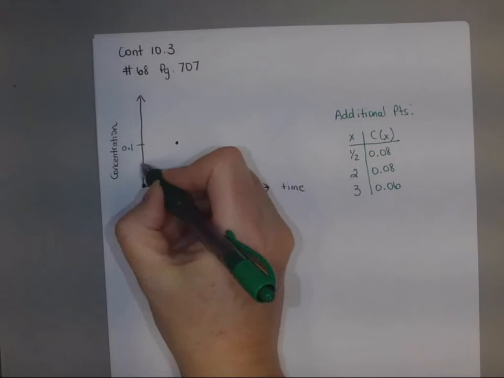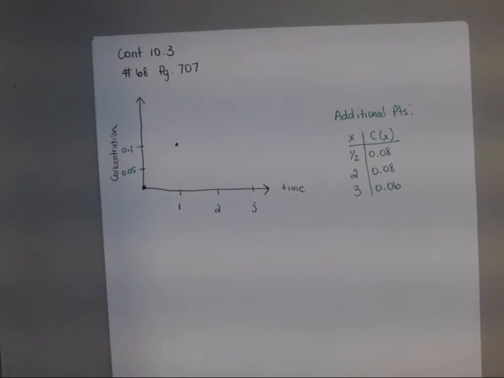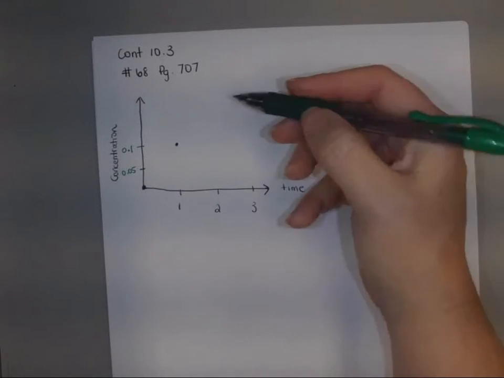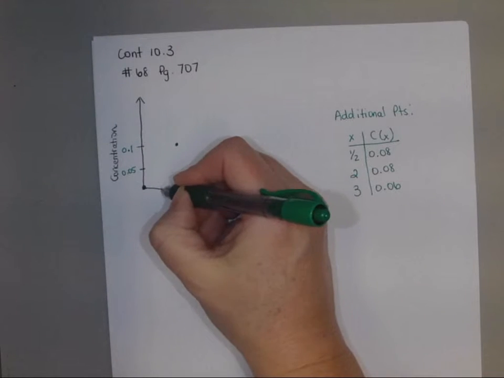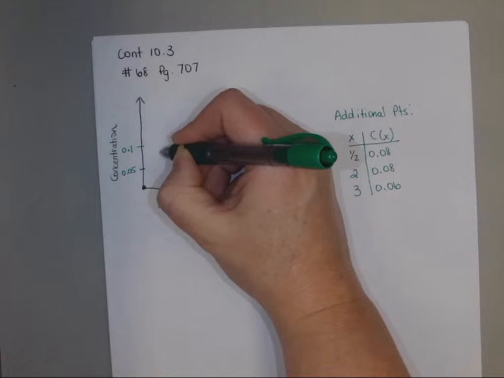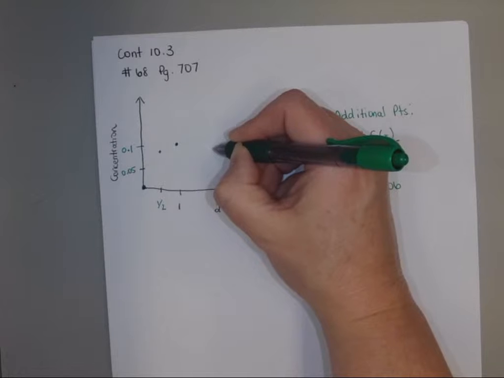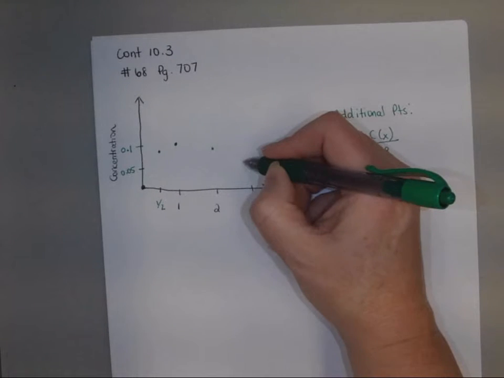So if this would be 0.05, right? Like halfway, if that's 0.1. So 0.08 at 1/2 is roughly here-ish. And then 2 would be level with that. And then 3 would be down a little bit.